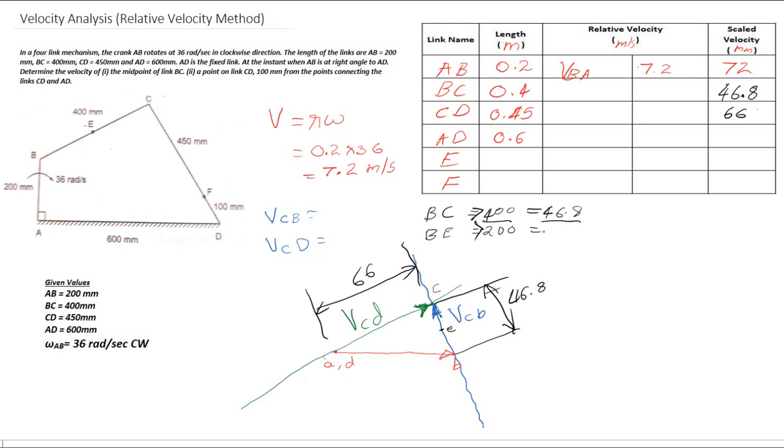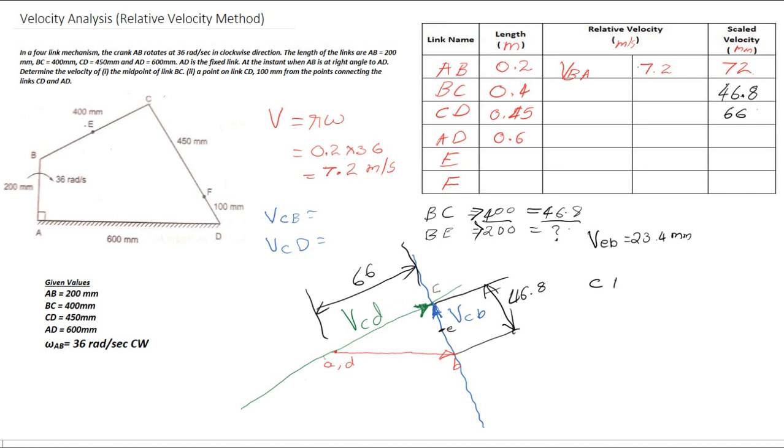So corresponding to the 200 dimension, what we have to do? Just take the ratio. The value of VEB is equal to 23.4 mm as per the dimensions which we have measured. By taking this dimension, you can mark the point E over here. Similarly, you can mark the point F. For that, what you have to do?